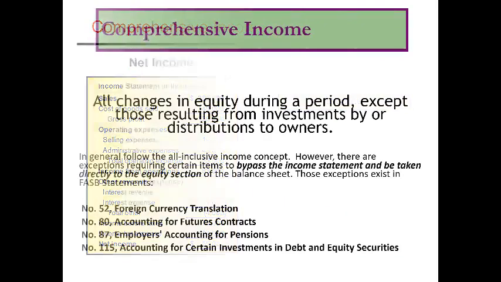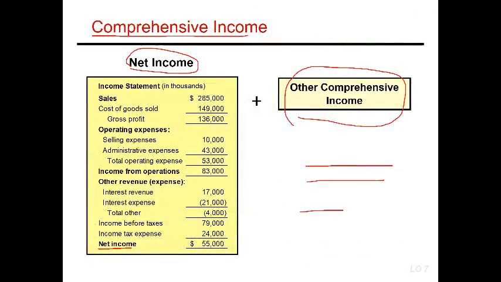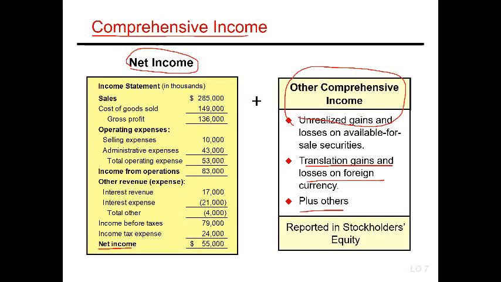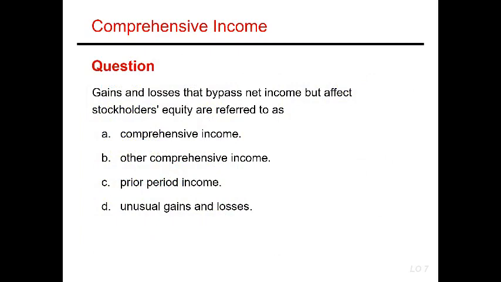The only one I'll bring up in this class is unrealized gains and losses on available for sale securities, because we'll talk about those more when we get to the investments chapter at the end of class, the end of this semester. So I might bring that up. That's the only example of OCI, other comprehensive income, that you'll need to know. It's just a component of other comprehensive income. So here's a quick question just to make sure you're paying attention.